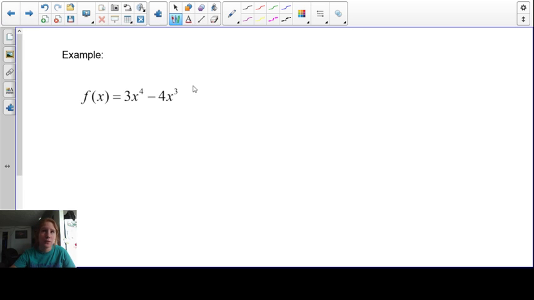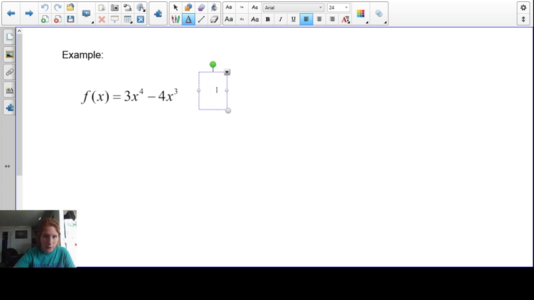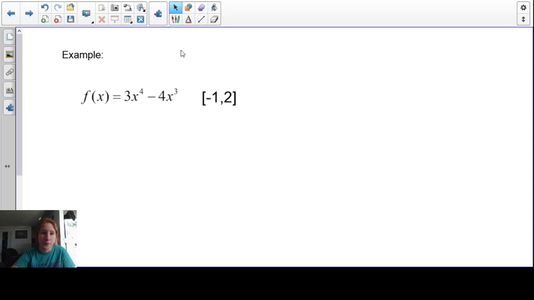Okay, so let's take a look at this example. We're going to look at this on the interval of, I meant to put that in there, so that's going to be on the interval of -1, 2. So we're going to be on that closed interval. These are the points we're going through.